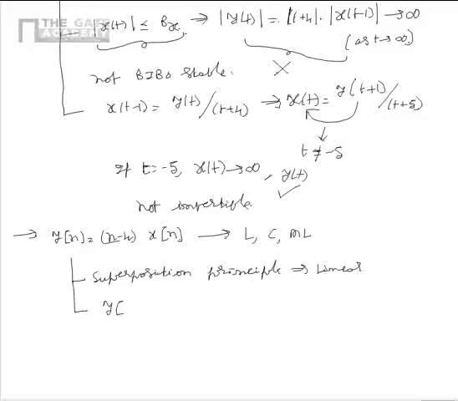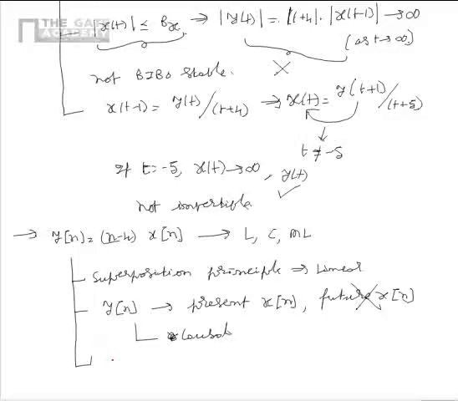Also, we see that the output y of n depends on present x of n only. Means it doesn't depend on future x of n. From this, we can see that the given system is causal. Also, we see that the output at any instant depends on present x of n only. So, from this, we see that the given system is memoryless. So, we see that the system y of n is equal to n minus 4 multiplied by x of n is linear, causal, and memoryless.